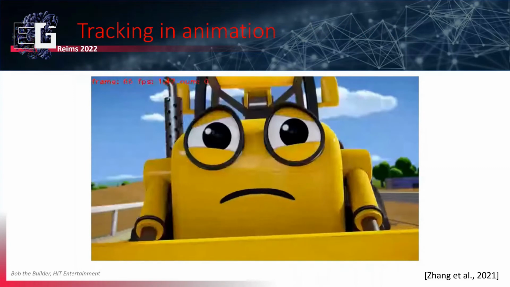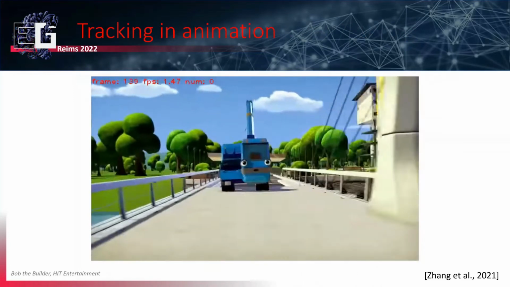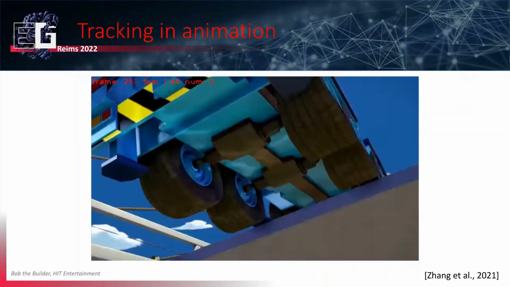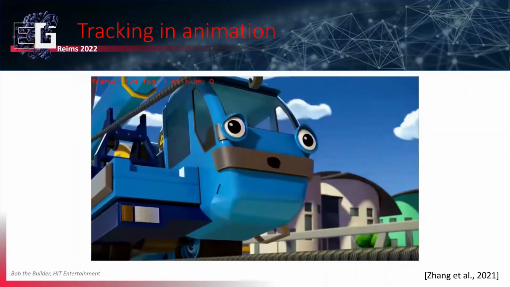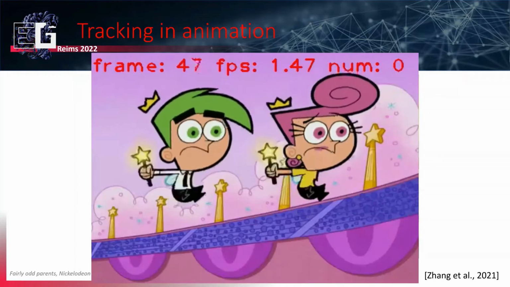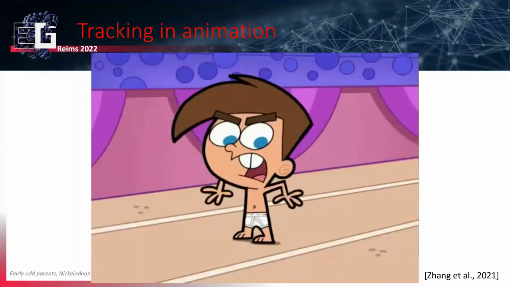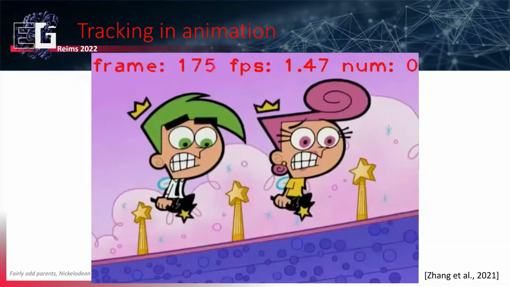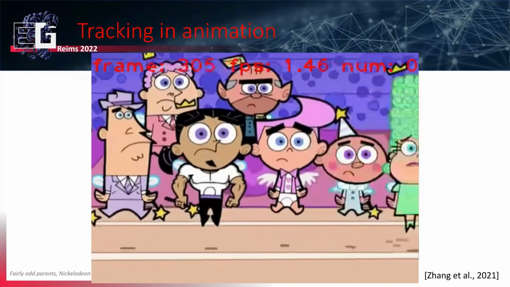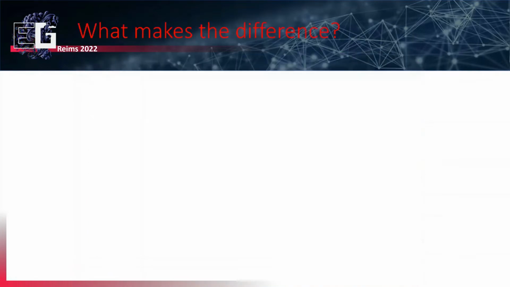However, this model works only some of the time on animated human characters, while failing on non-human characters and non-photorealistic styles, like this abstract style where none of the characters were detected. So what makes the difference?